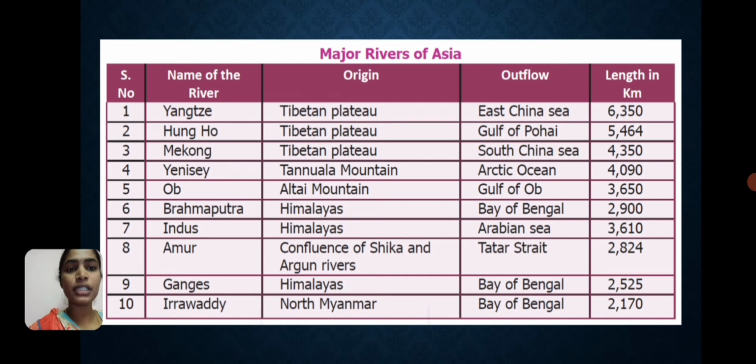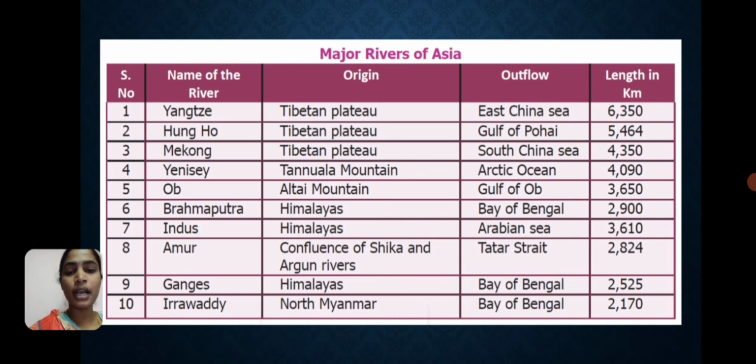It originates in the Tibetan Plateau and outflows into the Gulf of Pohai. And the length is 5,464. Okay. And the third is the Mekong River. It originates in the Tibetan Plateau and outflows into the South China Sea. And the length is 4,350 kilometers.